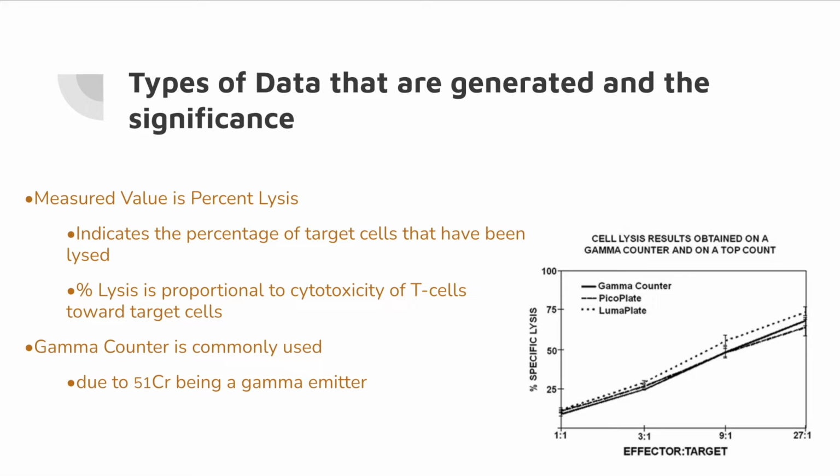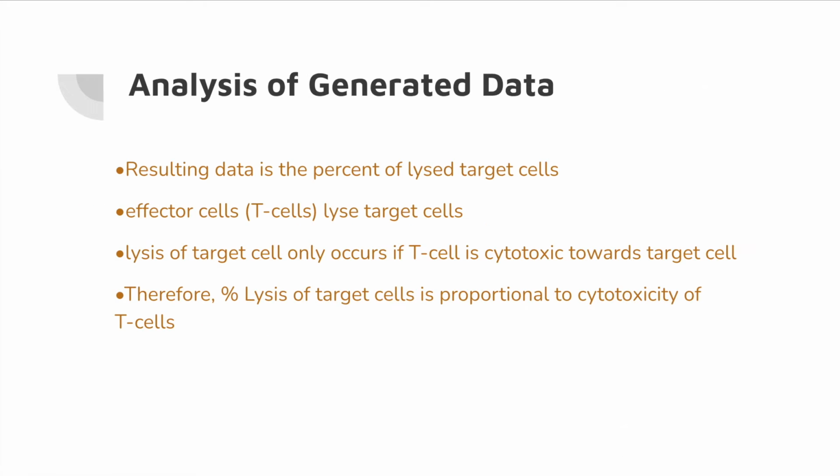This means that the number of lysed target cells can be counted and then compared to the population number of target cells. The data is then analyzed as the percent lysis, which indicates the percentage of target cells that have been lysed. The percent lysis is proportional to the cytotoxicity that the T cells have towards the target cells.